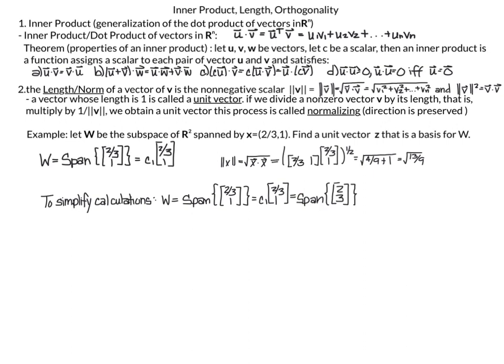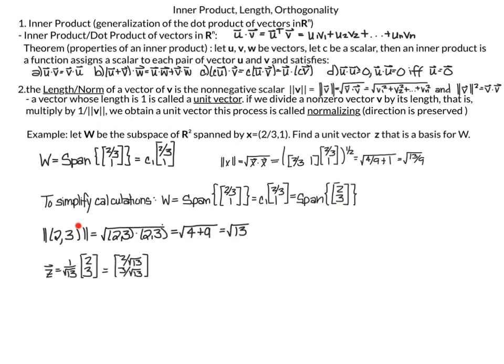So in other words, multiply the whole vector by 3 and you get that this span is equal to the span of (2, 3). So now we have nicer numbers to work with. Now the length of our vector (2, 3) is equal to the square root of 13. So our unit vector z that is a basis for W is equal to 1 over the square root of 13 times (2, 3), which is (2 over square root of 13, 3 over square root of 13).